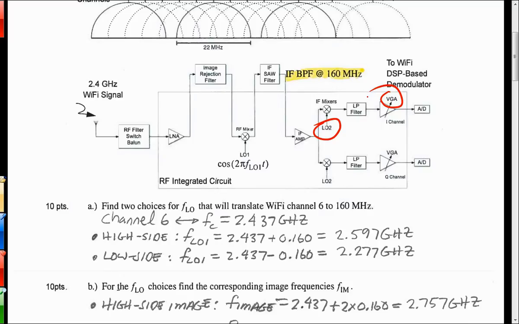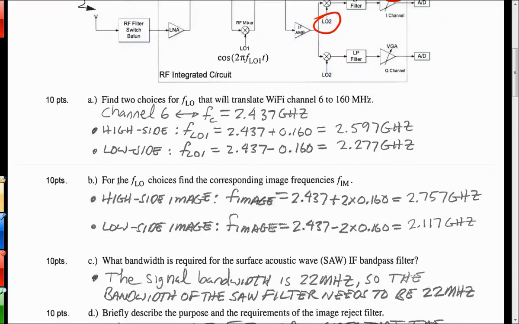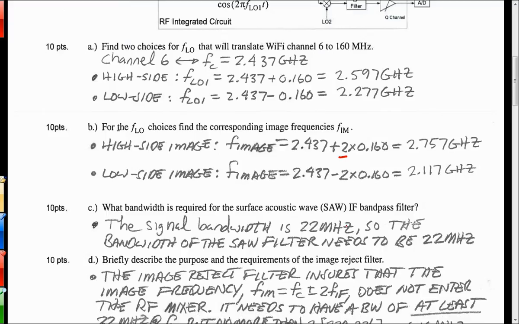So calculating these frequencies, either high side tuning or low side tuning, I think that is pretty straightforward. Either add 160 megahertz or subtract. So your two options. Image frequencies have to be twice again the IF frequency above, or twice again the IF frequency below the desired frequency. So those are two potential images that can also convert. And remember, image frequencies are specific to high side or low side tuning.